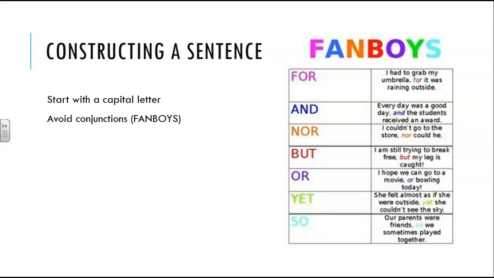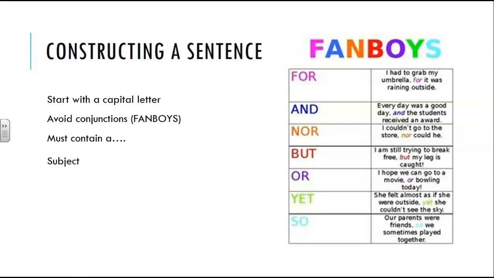You do not want to have two things linked, and they physically can't be linked if they're a different sentence, okay? I had to grab my umbrella, for it was raining outside. That has to be a conjunction right through there. For it was raining outside is not a full sentence. Don't start with it. Okay, you can see the other examples right through there.